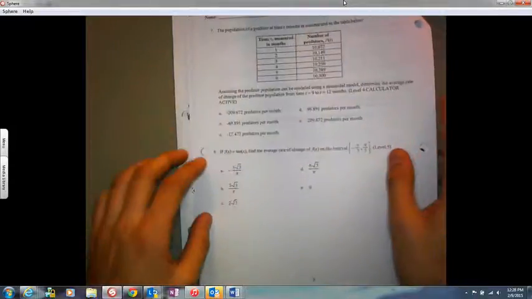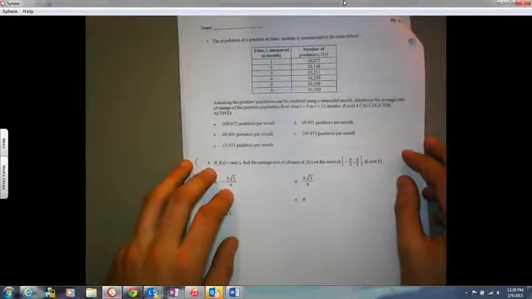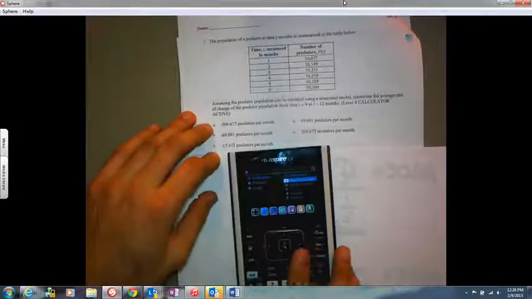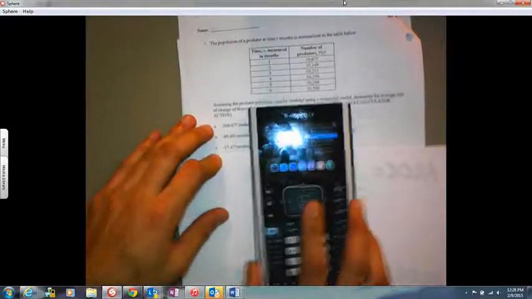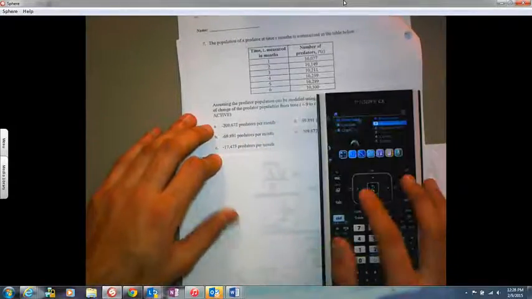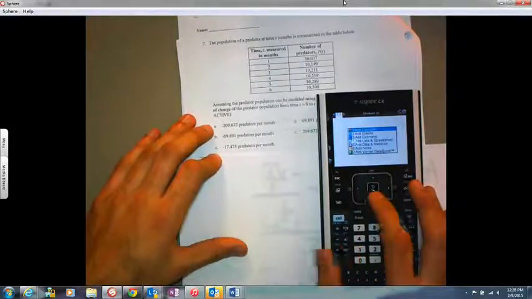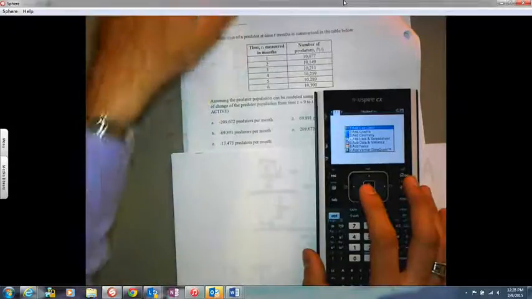The population of a predator at time t can be modeled using a sinusoidal model. All right, so let's get the model. I can do it on either calculator, it doesn't really matter. I'll do it on this calculator this time. So I go to new document. No, I don't want to save. And because I want a regression, I need to put it into a list.